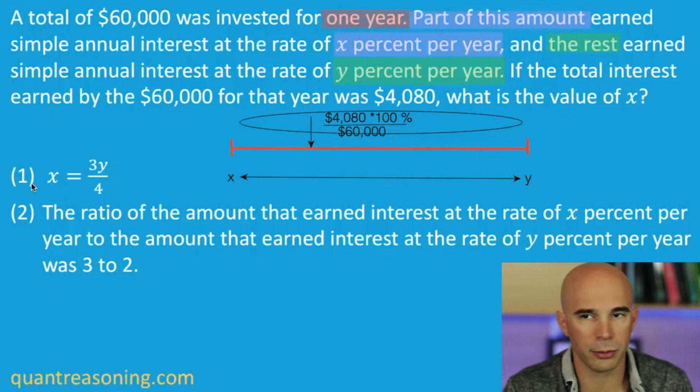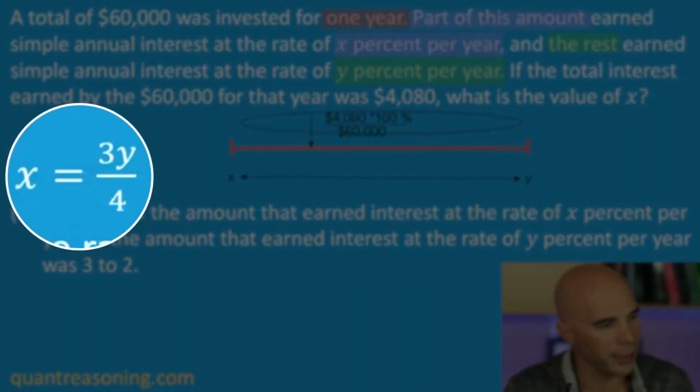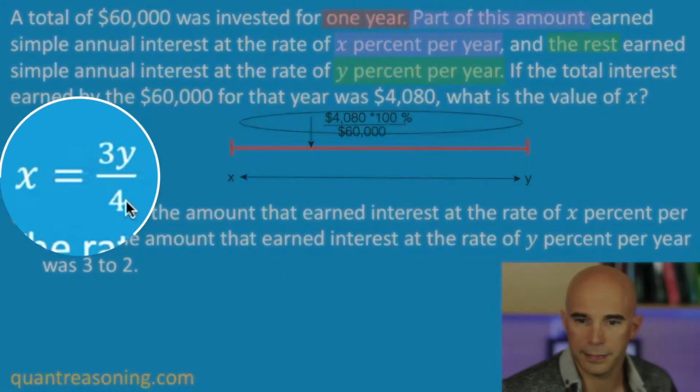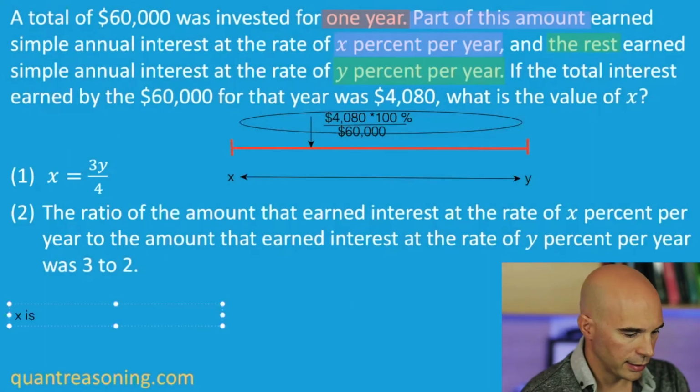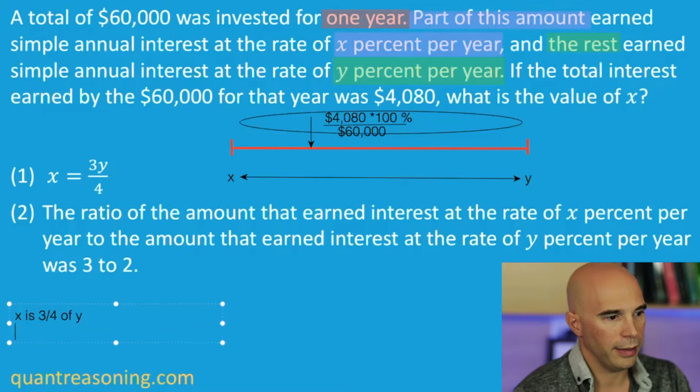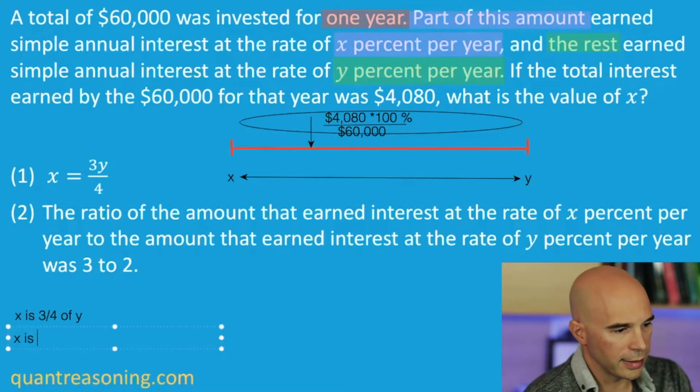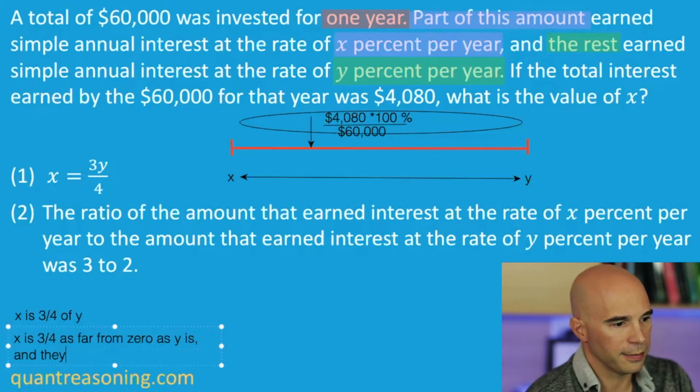I think a lot of people would read it in the following way. They'd say x equals 3y over 4. But I wouldn't read it that way. Can anyone propose a different way to read that? X is 3/4 of y. Right? And then another way to say that is x is 3/4 as far from 0 as y is, and they're on the same side of 0.